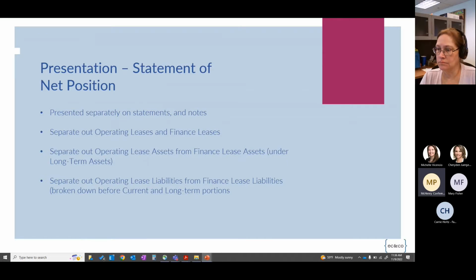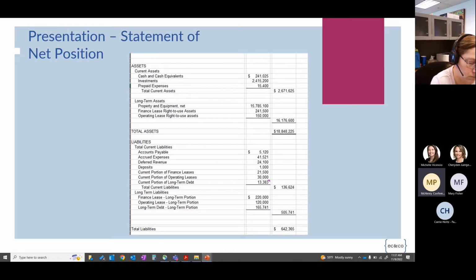Okay, so now that we know what the journal entries look like, we'll see how that applies to the actual financial statements. So on the statement of net position, we have to present it separately and then also have it out on the notes. And then you cannot combine the operating leases and the financing leases. So if you do have both types, there will be multiple lines that get added to the financial statements. And then we do need to separate out the current portion. So you'll see some of it down under the long-term asset. And on the next slide, I have the details of that.